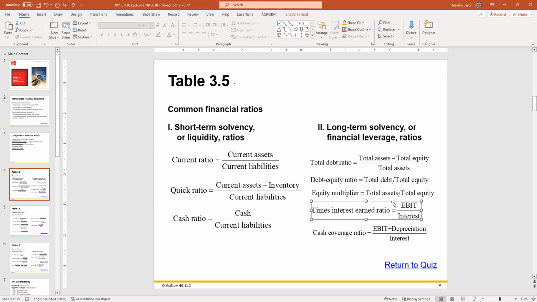The word EBIT, I always like to bring it up because sometimes in your previous classes, you hear the term operating income, but you don't hear the term EBIT. So understand that generally speaking, when you see EBIT, it is the same as operating income. And all it means is earnings before interest and taxes.